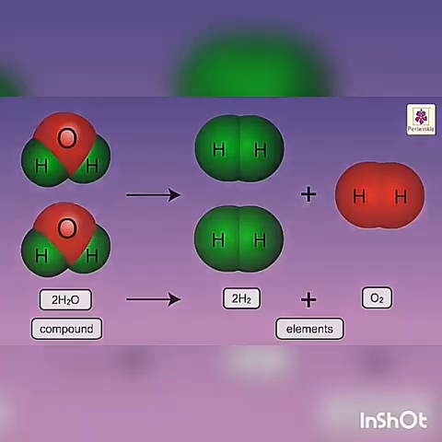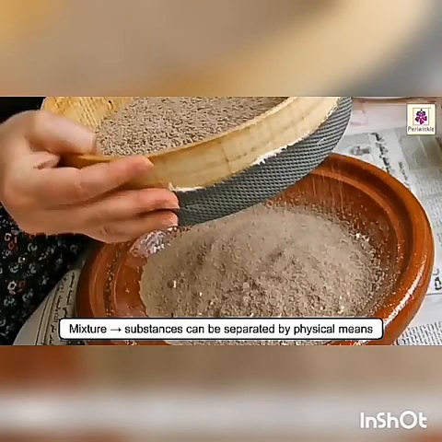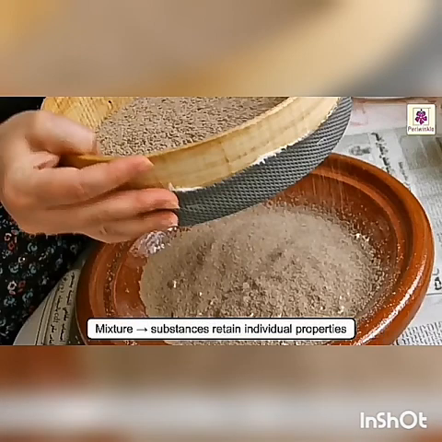In a mixture, 2 or more substances are mixed together. Physically, the ratio is not fixed as they are not chemically combined. Here, sand plus oil plus water gives a mixture. Substances in a mixture can be separated by physical means. In mixtures, substances also retain their individual properties.